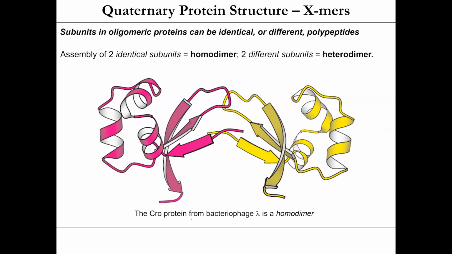So the assembly of two identical subunits, which is an example here, this Cro protein from the bacteriophage lambda, would be called a homodimer. So homo for the same, and then di for two, and then mer for the oligomers. So this would be a homodimer. If they were two different subunits, they would be a heterodimer.